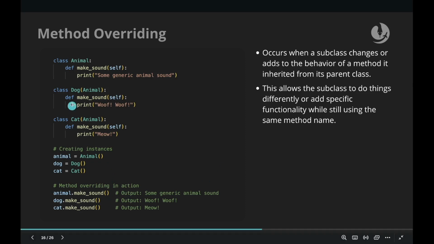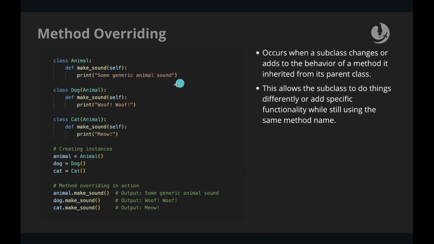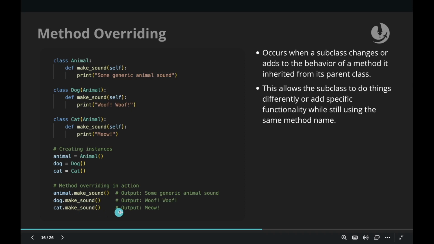And here we have an animal class which makes a sound, and this is some generic animal sound. Then we have a dog which inherits from animal, and this make sound method is overridden. We have woof woof. The cat, similar situation, inherits from animal, and the make sound is meow. So here we are creating instances, and then we are seeing the overriding in action. For the animal, it's going to be generic animal sound. For the dog, woof woof. For the cat, meow.